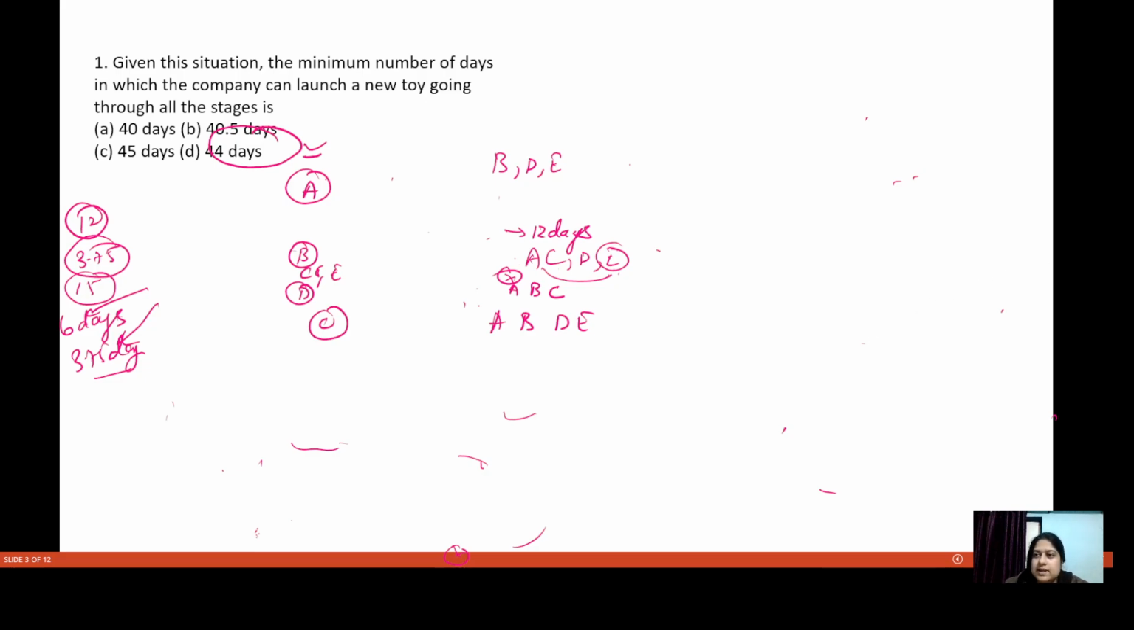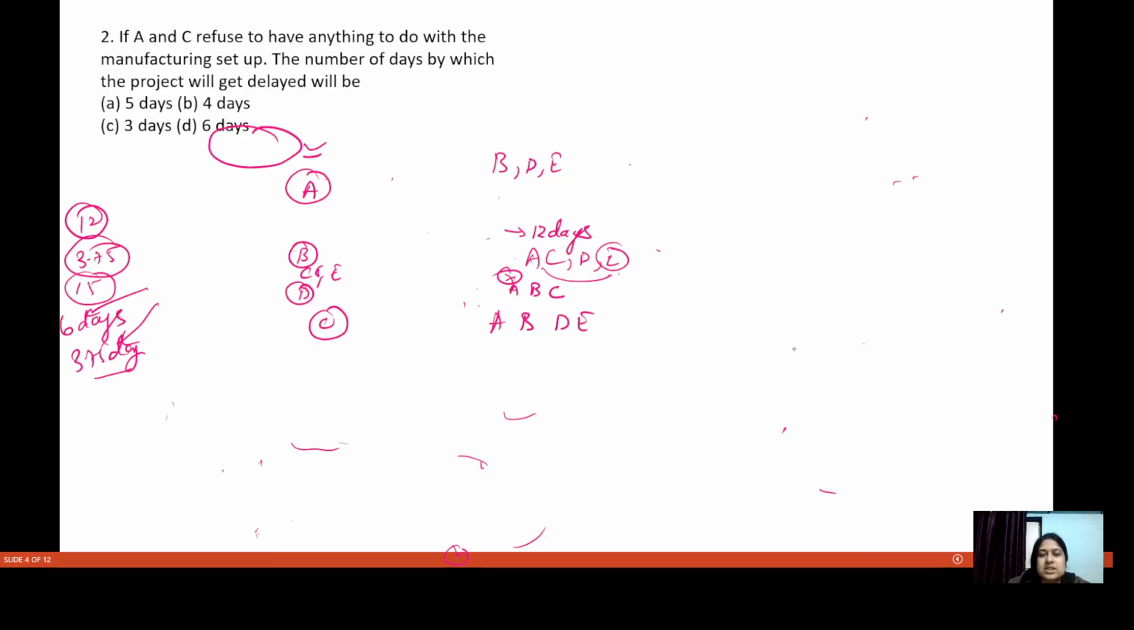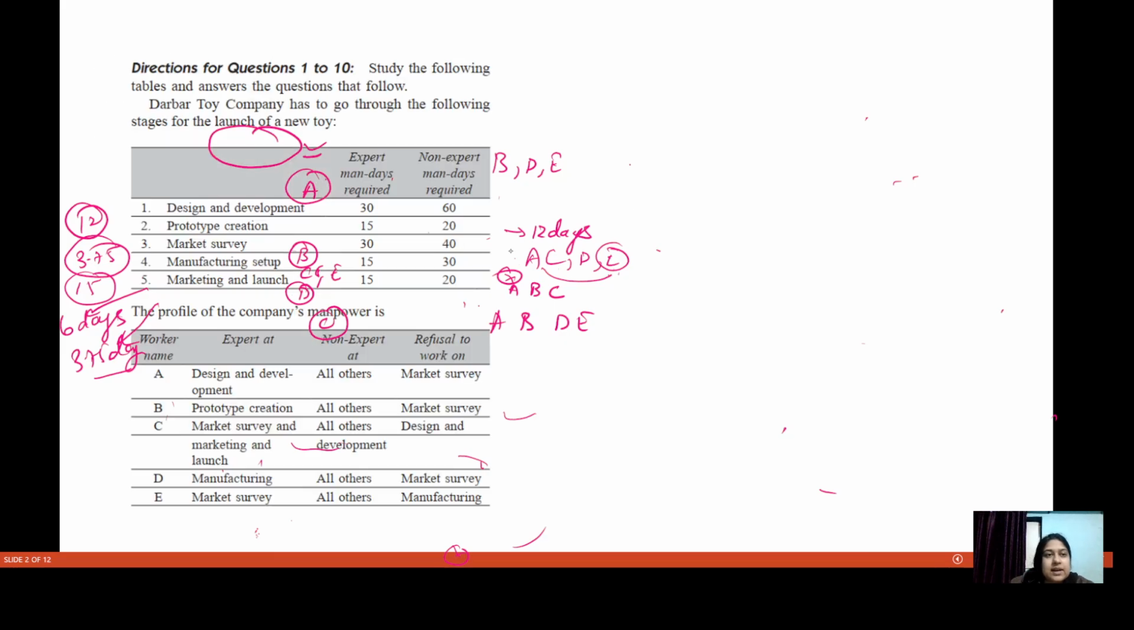Okay. Now let us move on to the next question. So what the next question is saying, if A and C refuse to have to do anything with manufacturing setup, the number of days by which the project will get delayed. So basically, let us see when is manufacturing happening. Okay, let us go back.